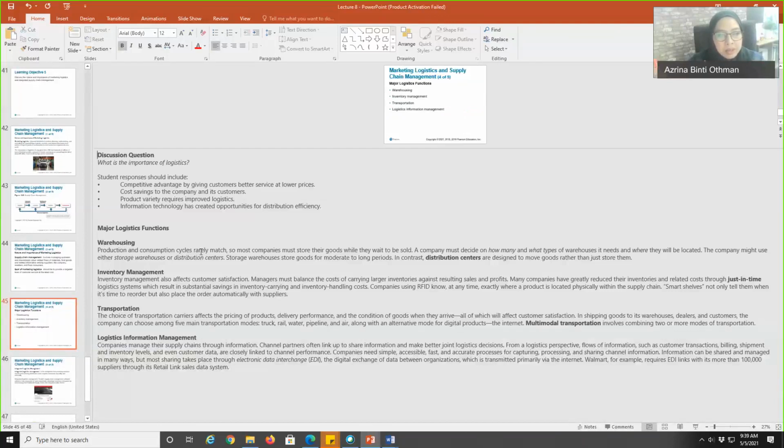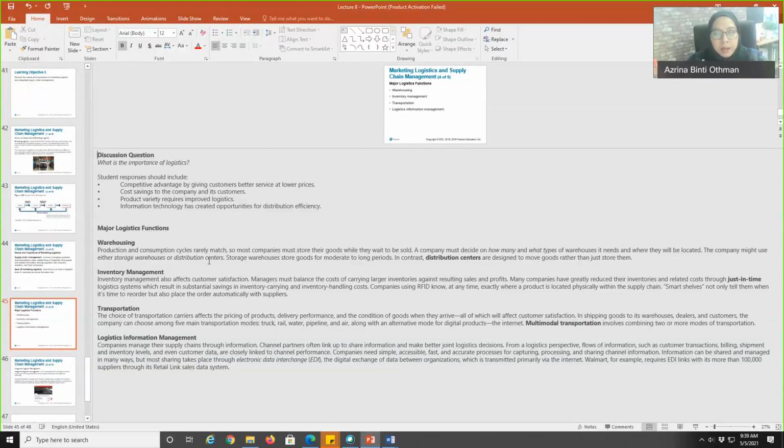Warehousing, production and consumption cycles rarely mesh. So most companies must store their goods while they wait to be sold. Ini tempat waiting place lah. Kalau stok masuk, dia akan letak kat situ, warehouse. Okay. So a company must decide on how many and what types of warehouses it needs. Mesti ada gudang ataupun dalam bahasa Melayu kita panggil gudang lah. Okay. And where they will be located, kat mana. Memang penting sebab kita nak letak kita punya inventory ataupun stock. And the company might use either storage warehouses ataupun kita panggil distribution center.